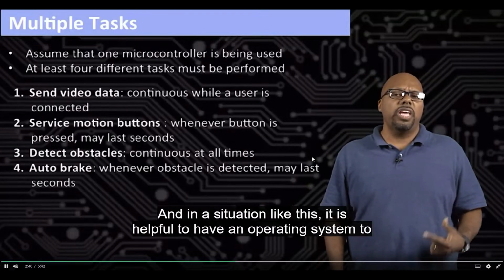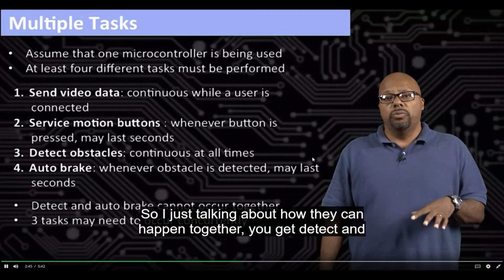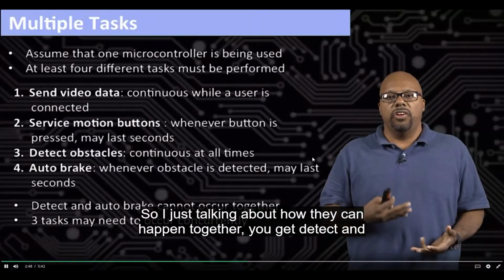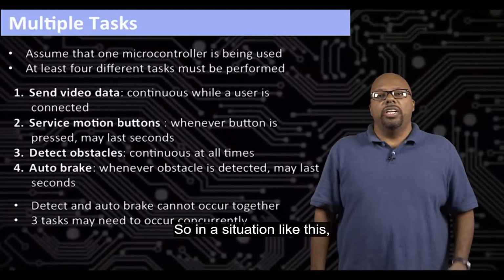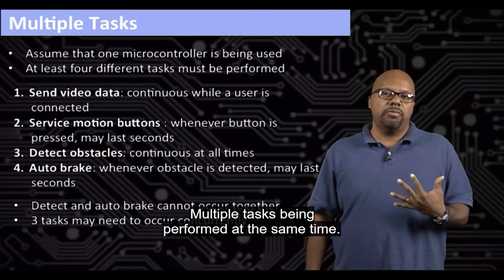In a situation like this, it is helpful to have an operating system to help you handle the multiple tasks. I was just talking about how they can happen together. Detecting and auto braking cannot occur together. If you detect, then you auto brake. They don't happen together, but everything else can happen concurrently. So in a situation like this, you need to have multiple tasks being performed at the same time.